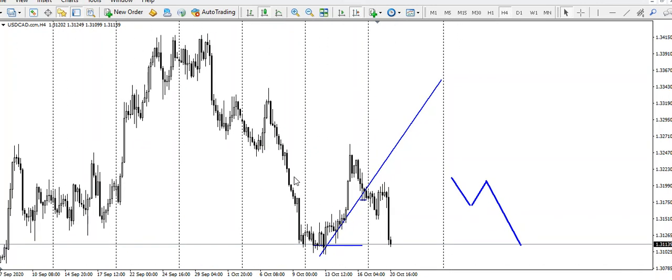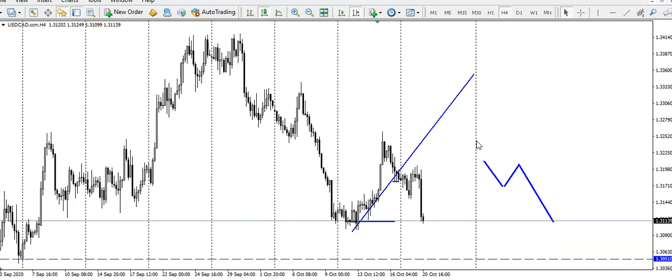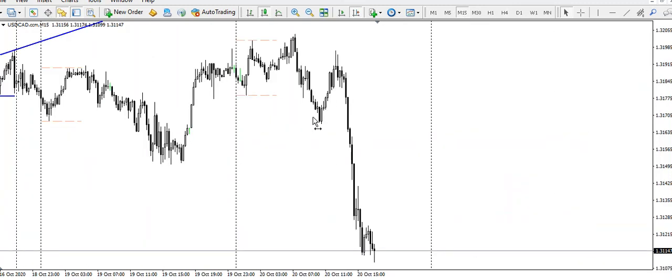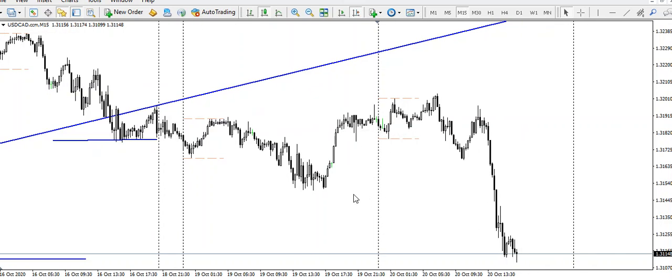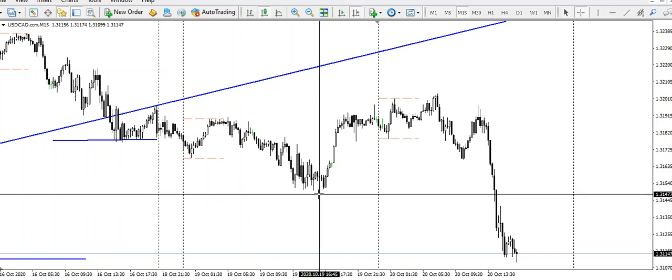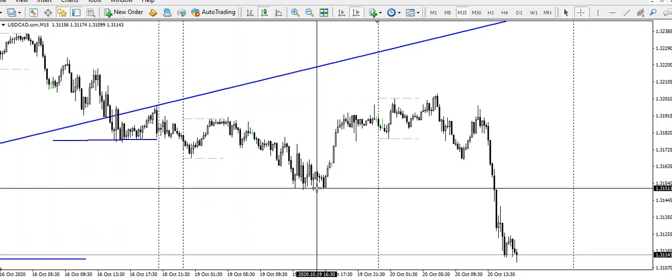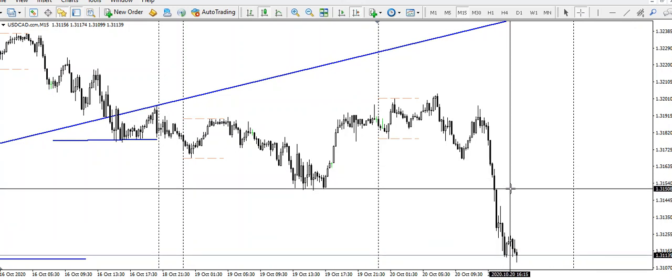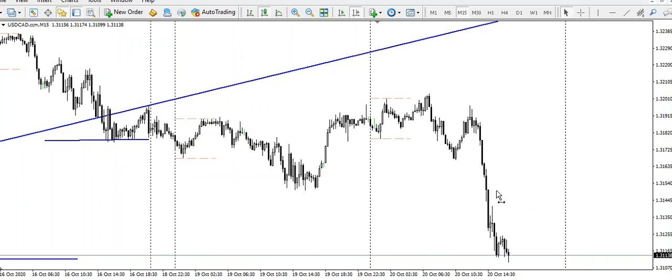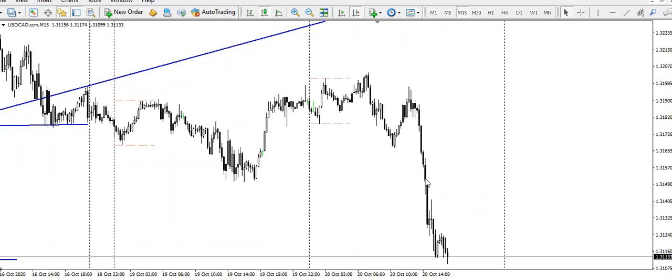UCAD also gave a nice setup. It broke the trend line, and retracement. There, this is the retracement, and it dropped. Broke the trend line, retracement. This one did not respect the previous day low. Just a small, this is the only retracement here. It didn't really give a proper pullback.